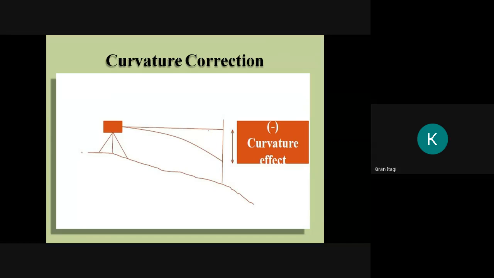See here, this is the actual reading we have got, that is 1.005, but actually it is 1 meter. How much correction was there? It was 0.005. Always remember, the curvature effect will be negative.